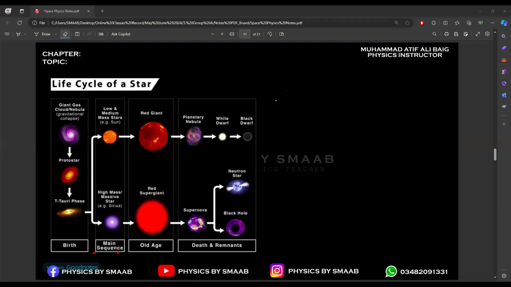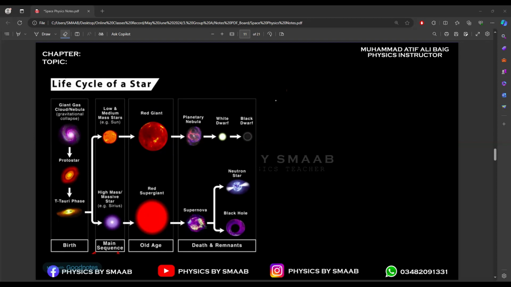Okay, so today we will start with the life cycle of a star, and there are two important concepts we have to discuss in the life cycle of a star. The first one is how the formation of the star takes place, right? So how does the formation of a star take place?